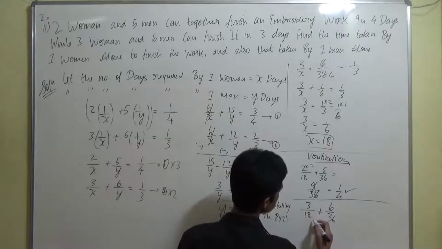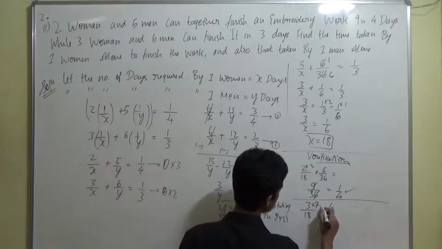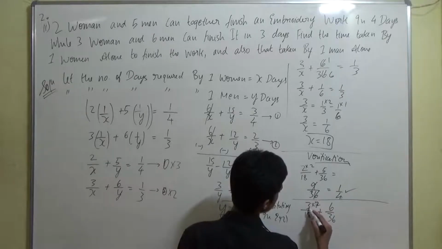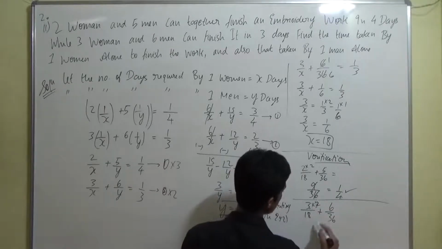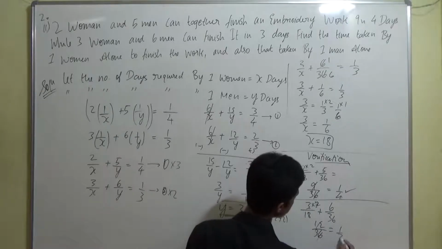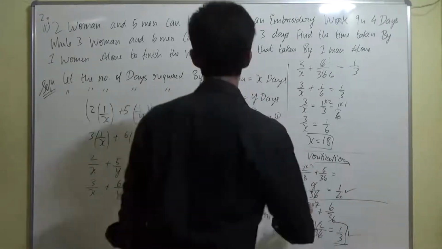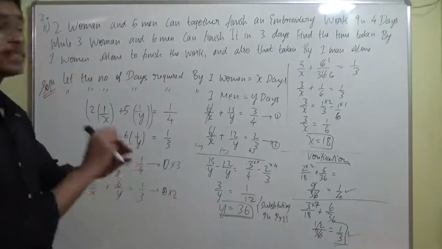If you take the LCM, this becomes into 2. So this becomes 6 plus 6, 12 by 36. So 12 by 36 is nothing but equal to 1 by 3. Hence verified. So even the verification step is done. So the question is done, guys.